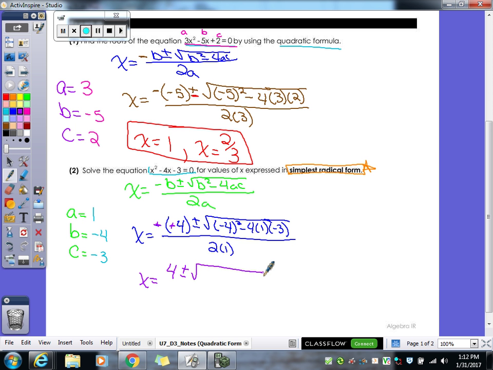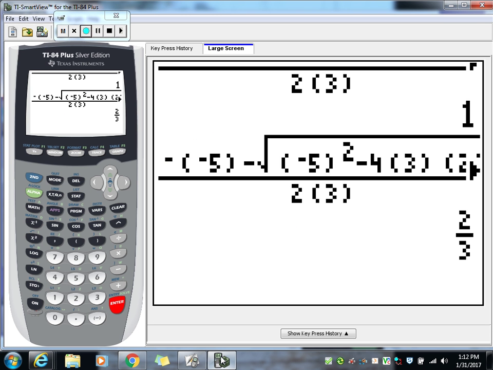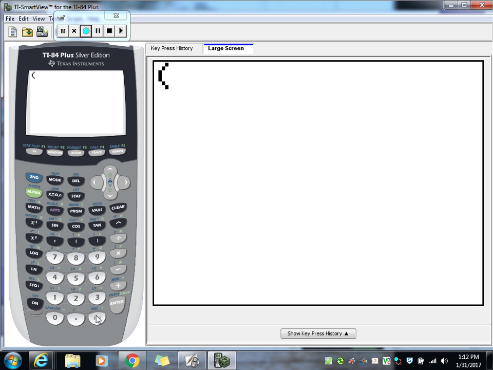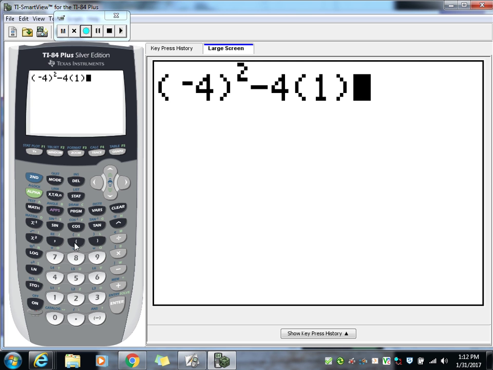So what I want you to do in your calculator right now, we got to figure out this value under the radical. So we got to type all of this into the calculator without the radical sign. So we got to type in parentheses negative 4 squared minus 4 parentheses 1 parentheses negative 3. Everything that was under the radical just without the radical sign. We're just trying to figure out what that number is.